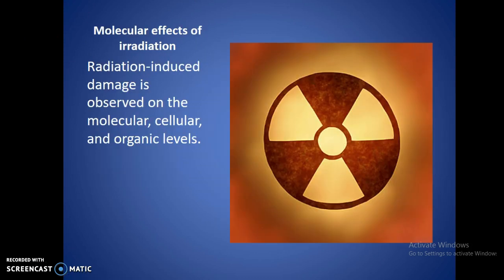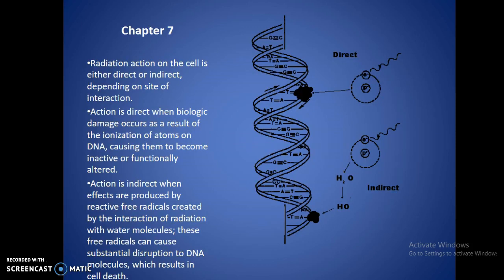So, molecular effects, molecular cellular organic levels. Getting into the main portion of this, radiation action on the cell is either direct or indirect depending on the site of interaction. So depending on where it hits will determine whether it's direct or indirect. Action is direct when biologic damage occurs as a result of the ionization of atoms on DNA, causing them to become inactive or functionally altered. That means when some radiation comes in and gets past all the water molecules and hits directly on the main portion of the DNA strand, that would be a direct action on the cell.